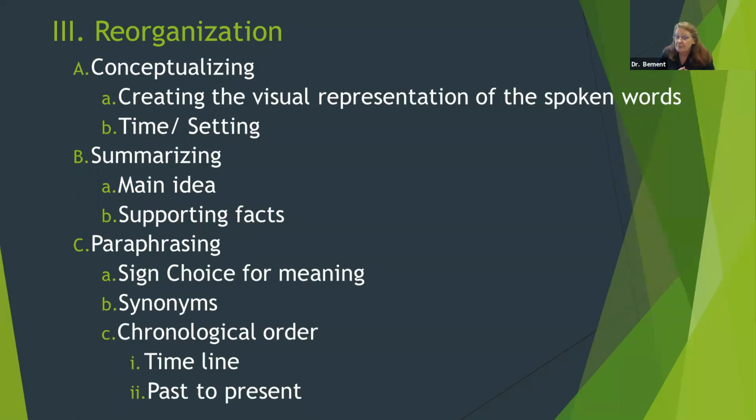Next, we're going to be using our paraphrasing skills. What signs are we going to be using for meaning? What synonyms might be used in place of that word? Are things happening in chronological order? Or are they happening this way? This happened, then this happened, then this happened, then this happened. Past to present, is it happening in this sequence?